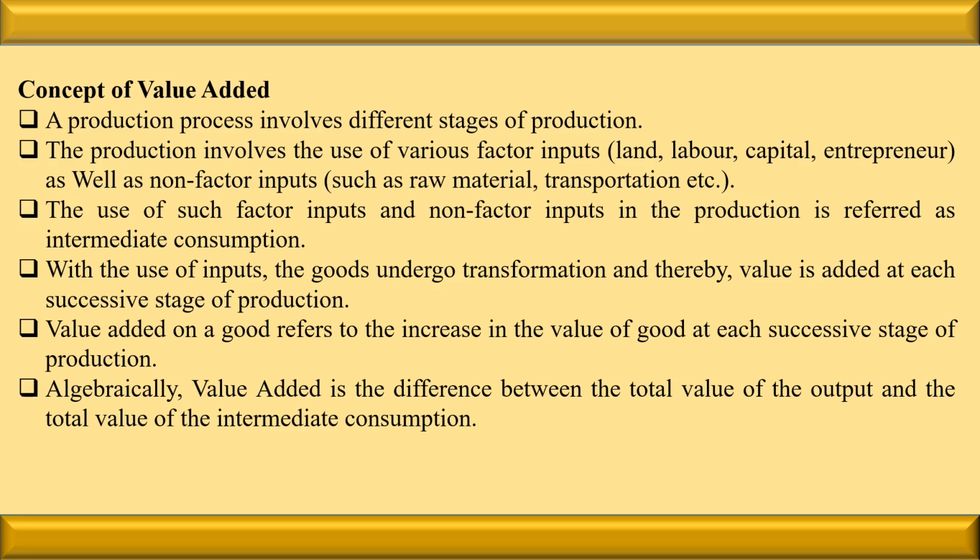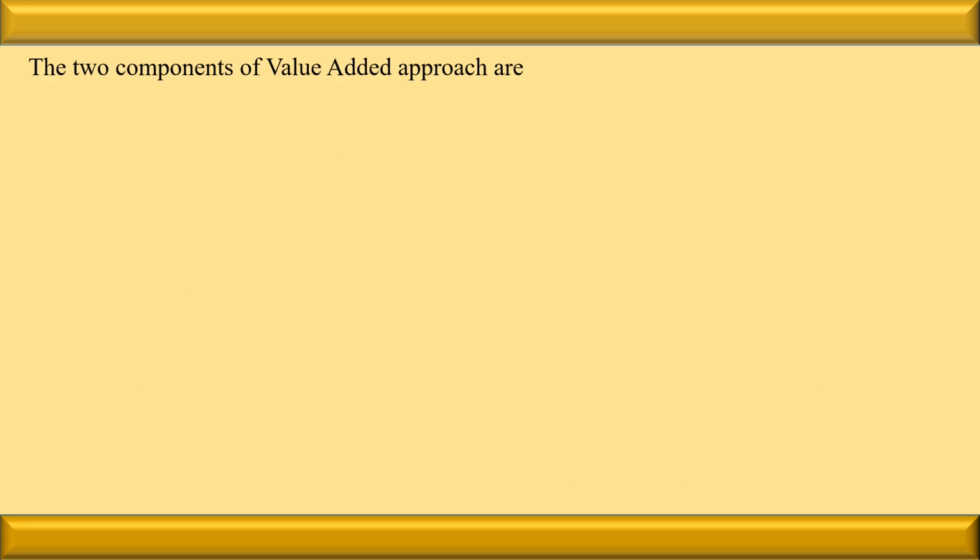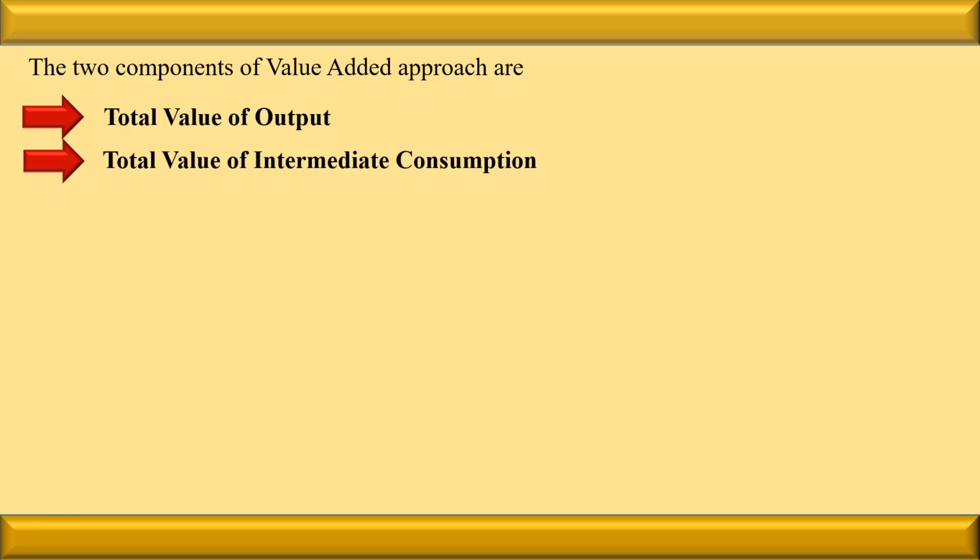Value added is different from the total value of the output and the total value of the intermediate consumption. The question is how the value added is different, because value added is equal to total value of output minus total value of intermediate consumption. Under the value added approach, the two components are the total value of output and the total value of intermediate consumption.